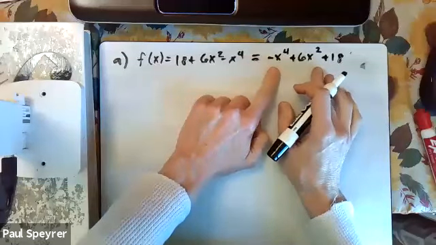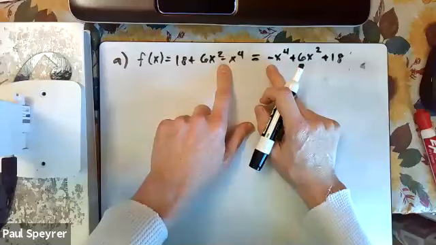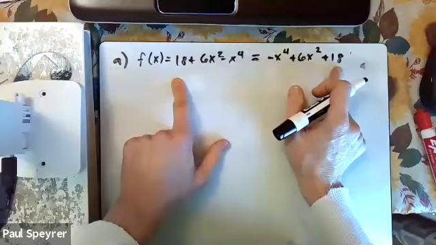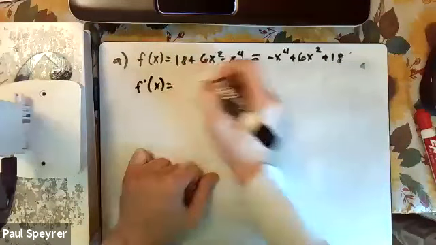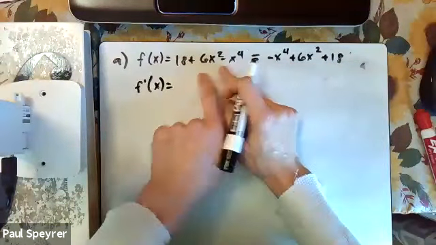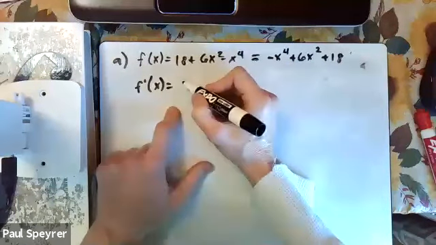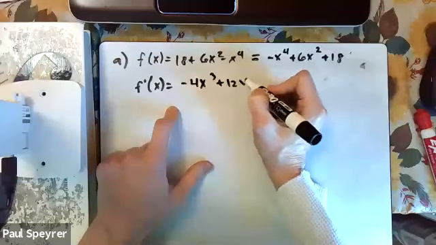So this is f of x right here, right? Notice I didn't change the signs. There's still negative x to the fourth, still positive 6x squared, and still positive 18. So now let's figure out that derivative. You could do it from here, but again, we want it in descending order because it looks nicer and it's easier to work with. So if we put this in descending order and take the derivative, we get negative 4x cubed plus 12x.